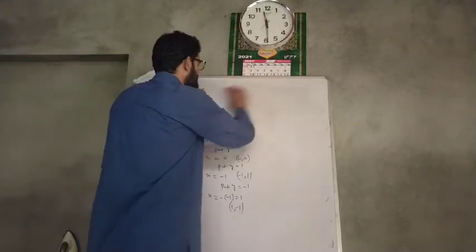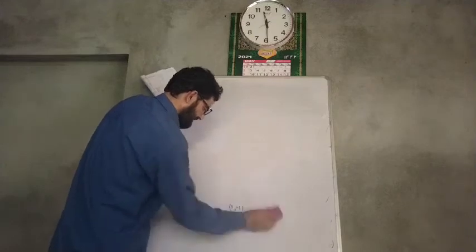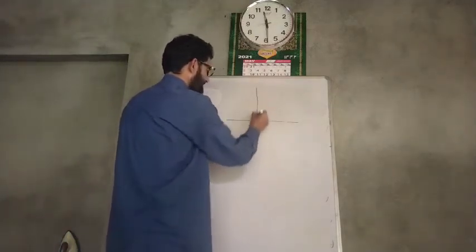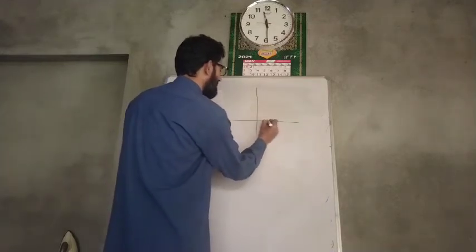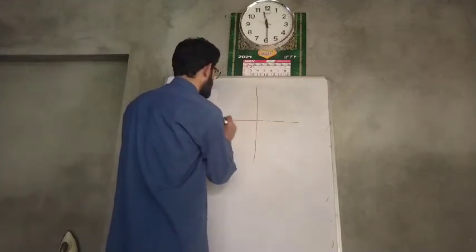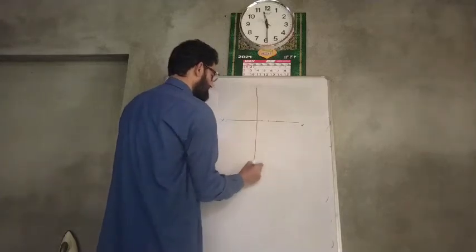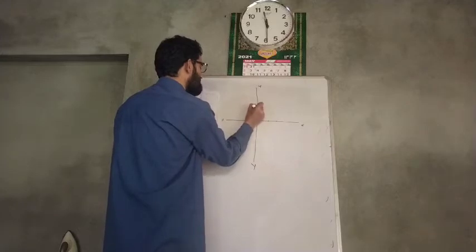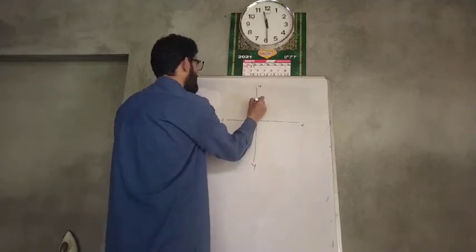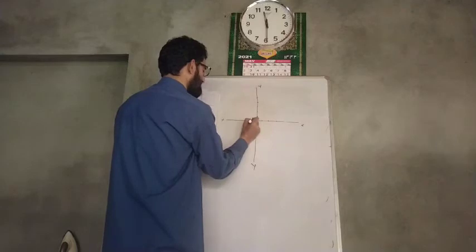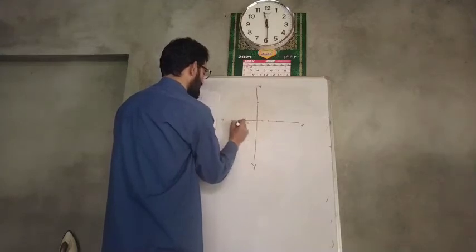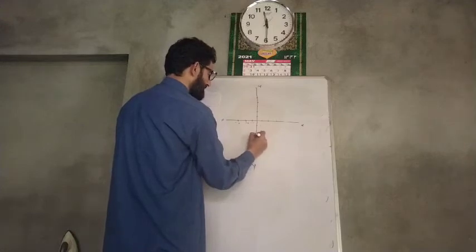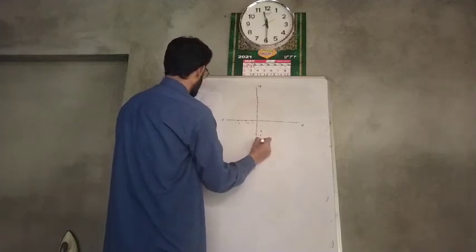Now the second part. Again let's take the graph. This is 1, this is 2, this is 3. This is the x-axis, and obviously this is the y-axis. This is 1, 2, 3, 4, and 5. This is minus 1, minus 2, minus 3. Similarly, this is minus 1, minus 2, minus 3, minus 4.